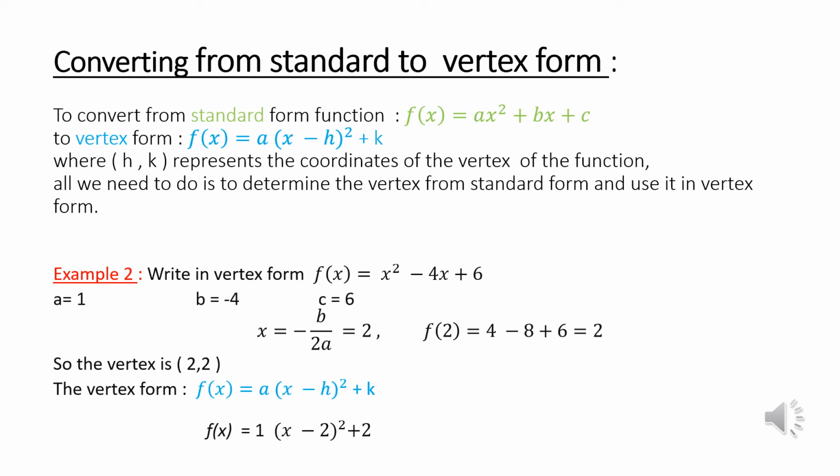To write the vertex form, use the formula f of x equals a into x minus h squared plus k and replace by the values of a, h, and k. a is 1, h is 2, k is 2. Finally, we get f of x equals 1 into x minus 2 squared plus 2.